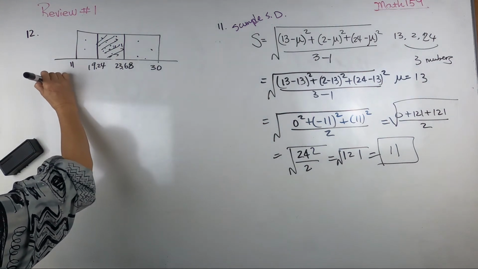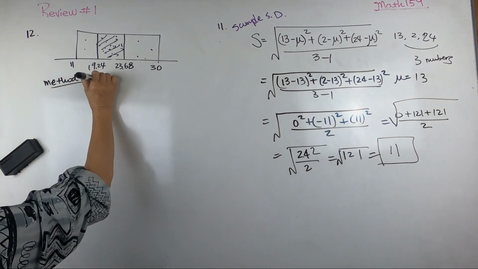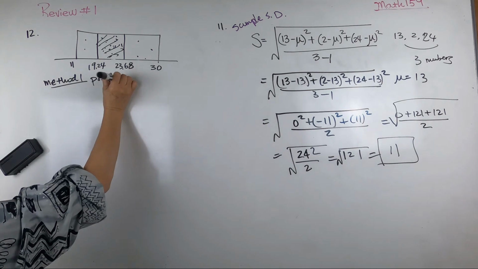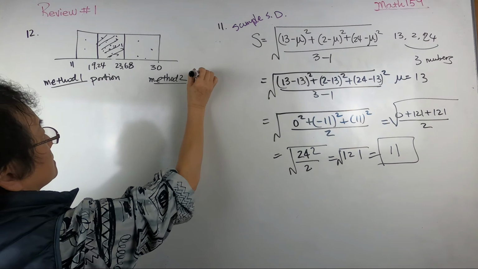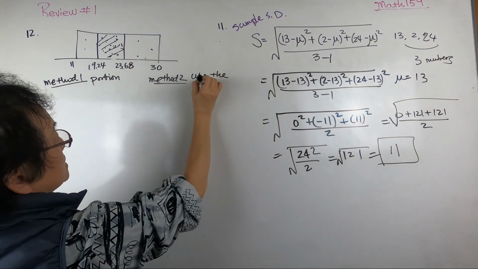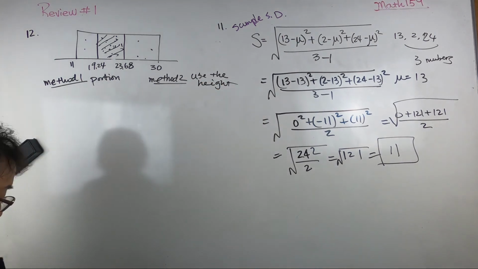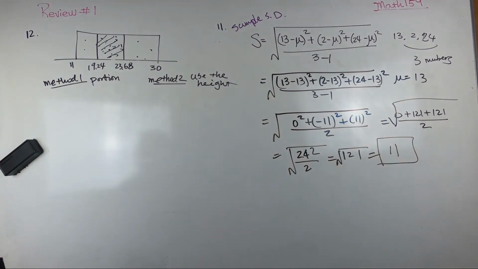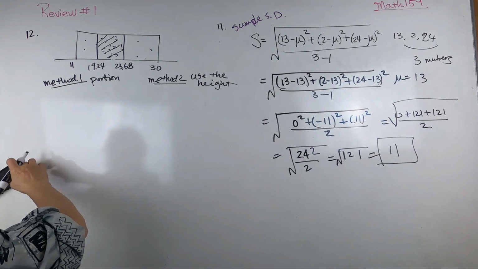So for rectangle area, we have 2 methods, right? Method 1 is to use the portion. Method 2 is to use the height. The reason I talk about using the height is because your homework and textbook use that method. But we don't have to for the uniform distribution. Use the portion, then you find the whole thing is 1, right?